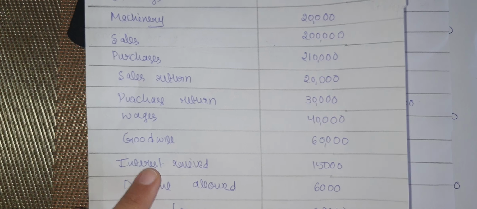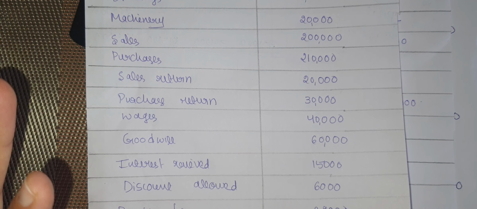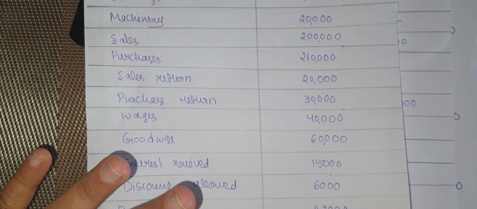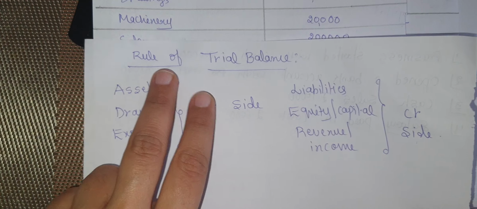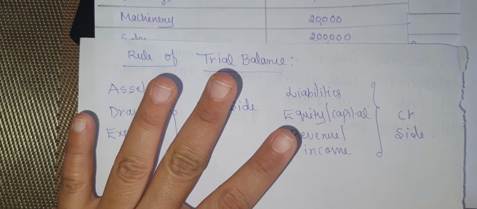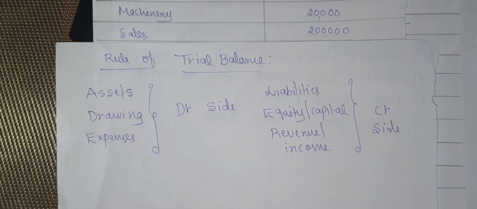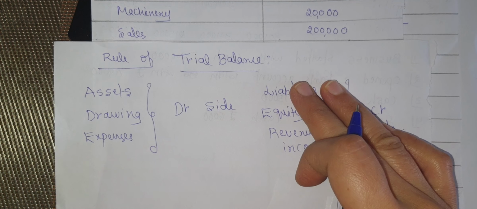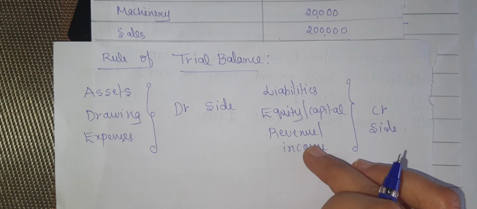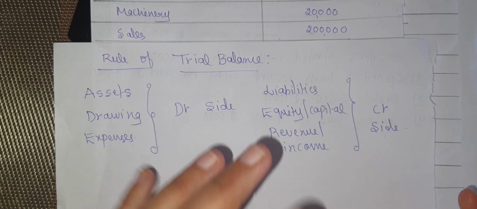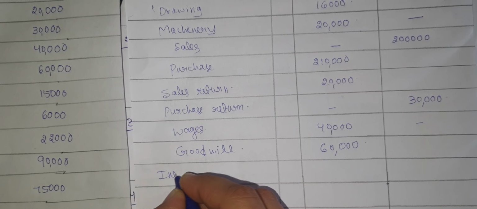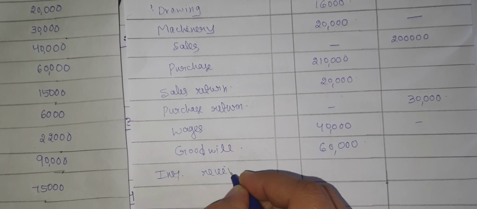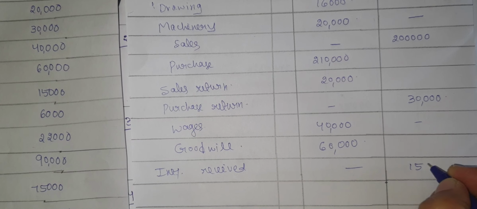And next one, interest received. Interest received means it is an income. Income comes in the credit side of the trial balance. You have to remember this rule, then you can easily solve the trial balance problem. Assets, drawings, expenses on the debit side; liabilities, equity or capital, revenue or income on the credit side. Here interest received is the income for us, so we have to record it in the credit side, that is interest received, rupees 15,000.